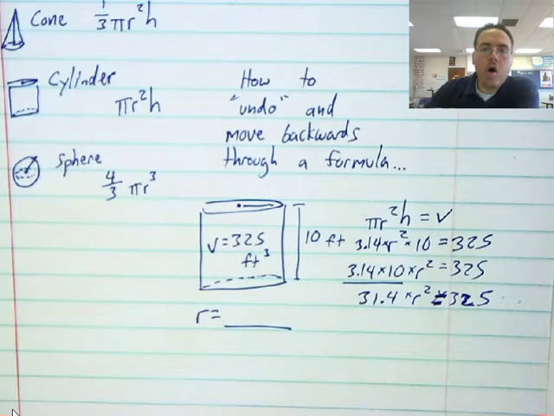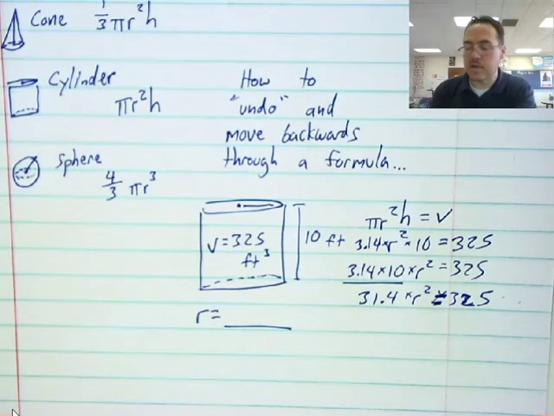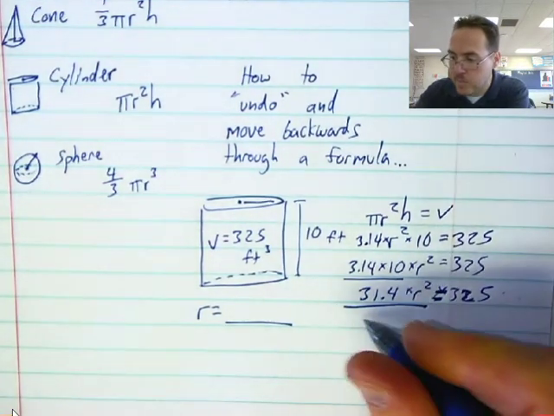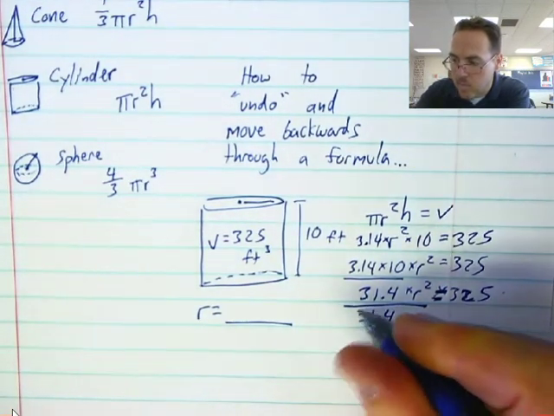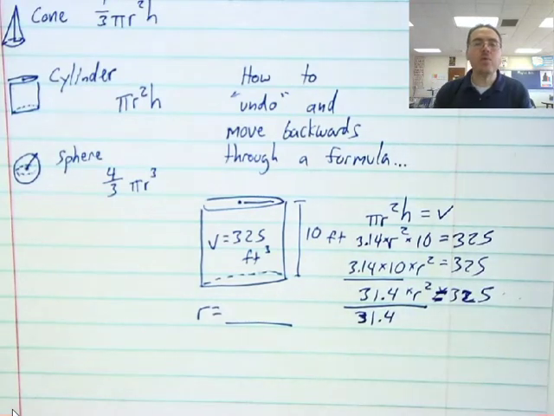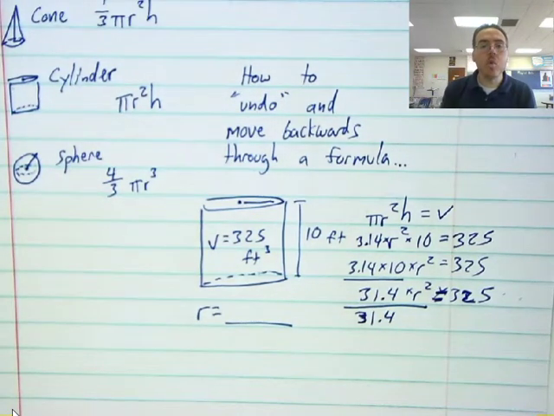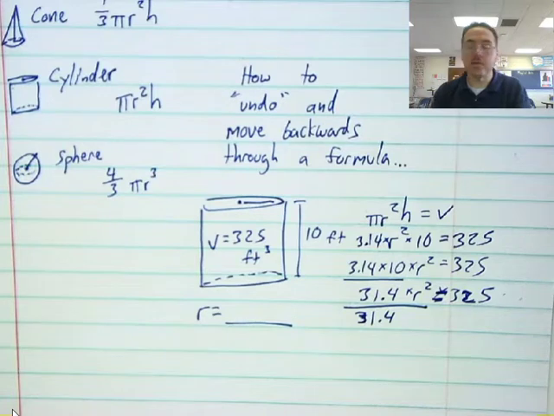Right now, r squared is being multiplied by 31.4. But to undo that, to get rid of it, I'm going to have to divide by 31.4, like so. Now, the equal sign is a symbol of balance, so whatever I do to one side, I have to go back and do to the other side.